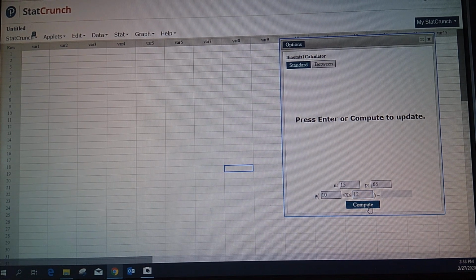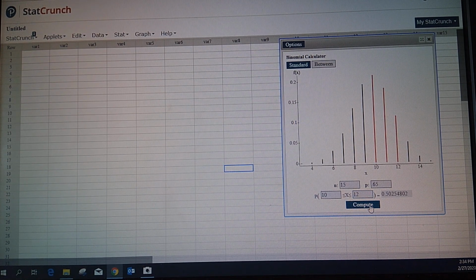And when I compute, I get 0.5025, which is slightly rounded. We had 0.5026, so there might be a 10,000th of a number off there, probably with our rounding when we added the numbers together.